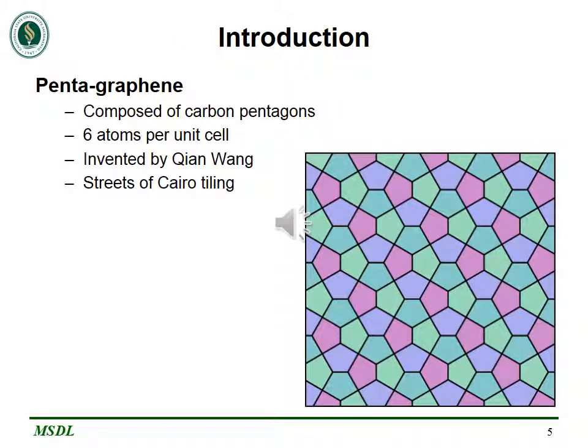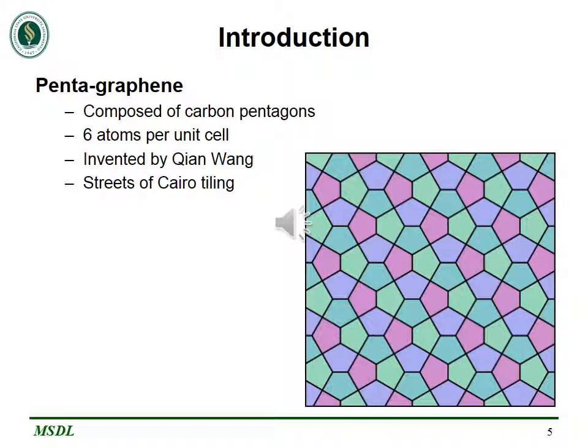Penta-Graphene, as the name suggests, is composed entirely of carbon pentagons. The unit cell of pentagraphene contains 6 atoms. It's a 2D structure. The idea behind pentagraphene came from Dr. Qian Wang, a professor at Peking University.